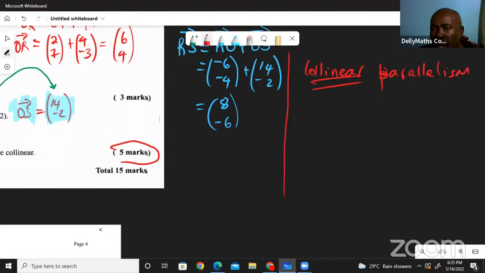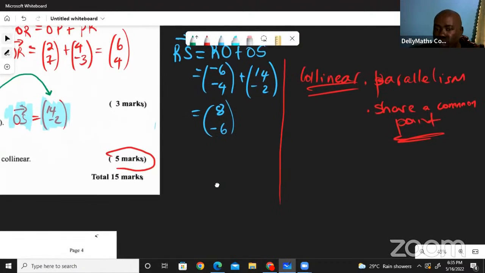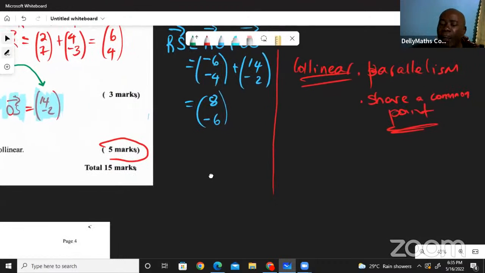Right? So we want to prove that 2 vectors are parallel, and while being parallel, they share a common point. So all we have to do is to observe. Collinear: prove that they are parallel, and then look at those two vectors. While being parallel, if they share a common point, it's done.